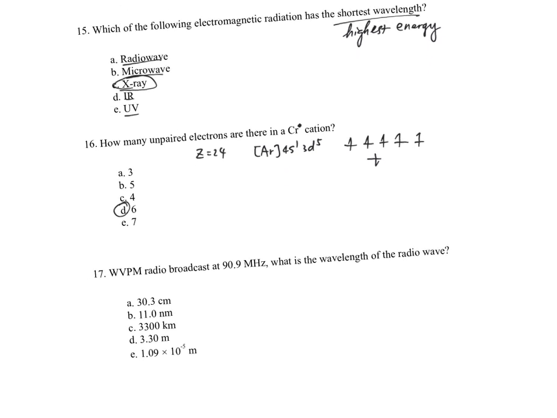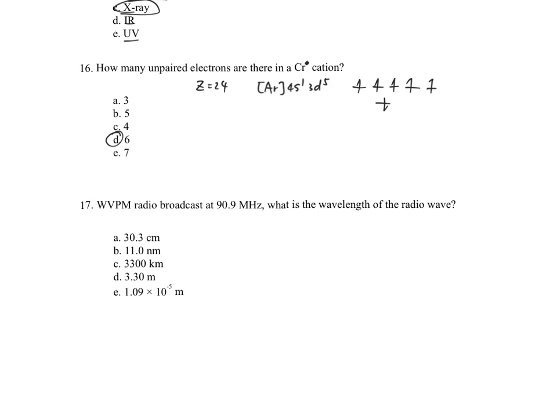Not much about the next question. Again, an easy calculation. Wavelength equals c, the speed of light, over frequency. So 3.00 times 10 to the 8 meters per second over 90.9 times 10 to the 6 hertz, which is 1 over second. So 3.3 meters.